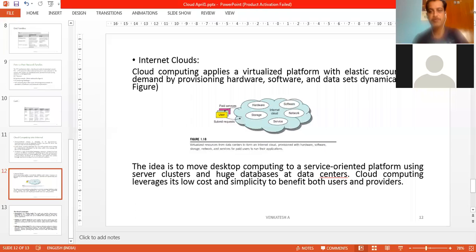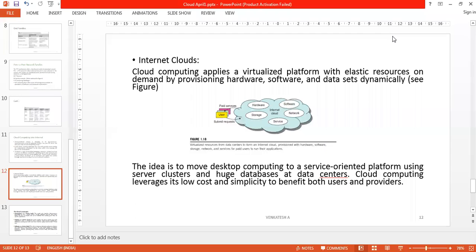The next thing is internet clouds. The concept of internet cloud is all about interconnecting all its data centers. For example, a very small organization may have a single data center, medium-sized organizations may have two or three data centers, and huge enterprise-level organizations may have a number of data centers. When you connect all these data centers together using the internet, we call it internet clouds.